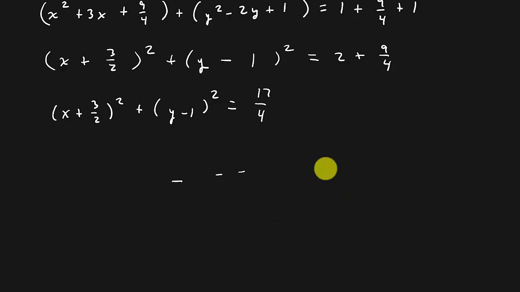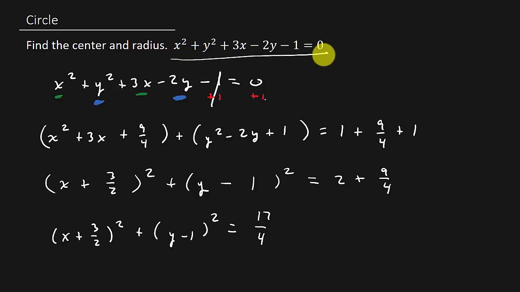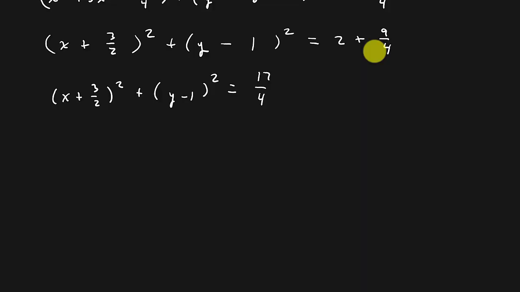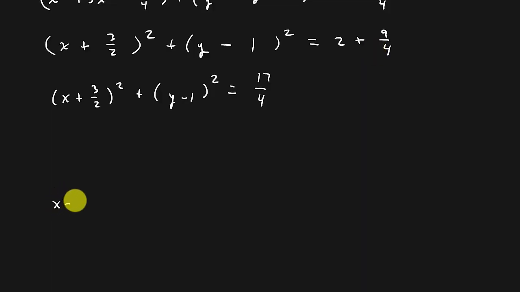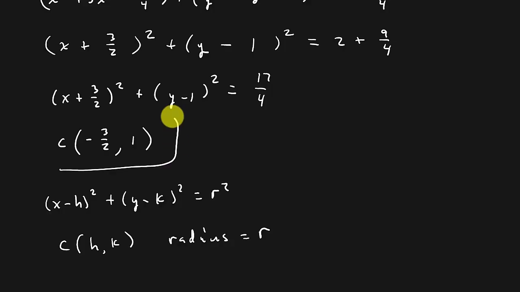All right. So now what has happened is we put this equation in standard form. We put it in the form x minus h squared plus y minus k squared equals r squared. And your center is (h, k), and your radius is r. All right, so here our center, see (h, k), so that's going to be negative 3/2, 1, that's the center.